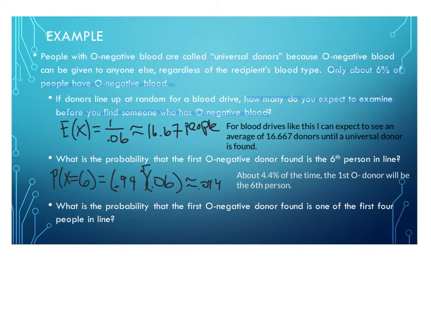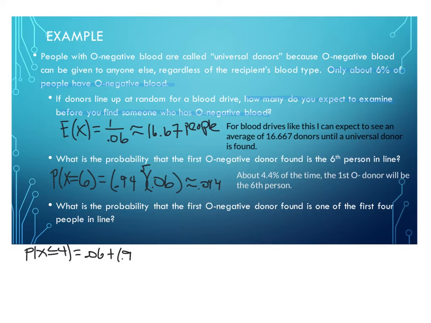Okay, so this time, what is the probability that the first O negative donor is one of the first 4 people in line? Okay, so if I want to find the probability of one of the first 4, that means we're doing the probability of X is less than or equal to 4, because I don't care if it's the first, the second, the third, or the 4th. So what we can do is the first one, we definitely want to be the O negative. So that would just be 0.06 plus.